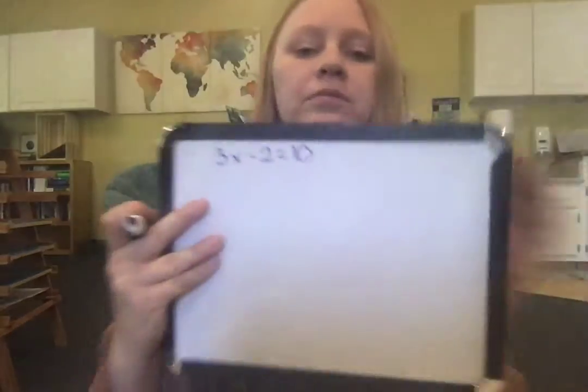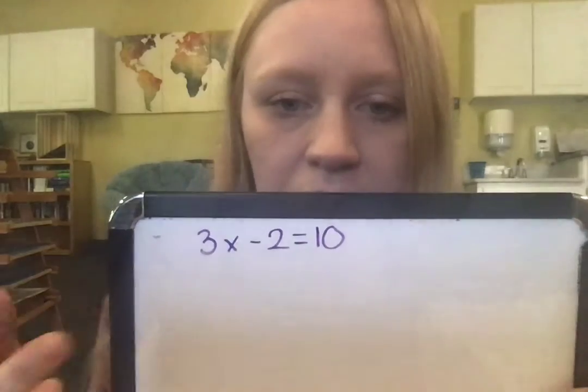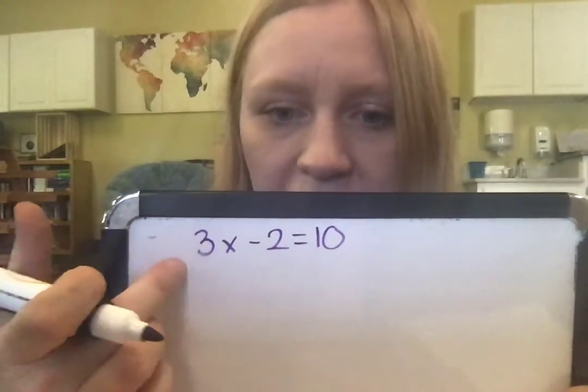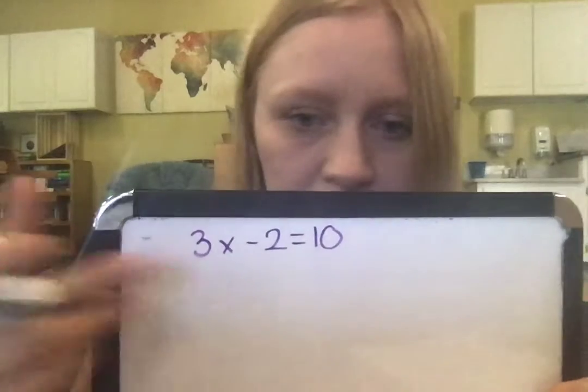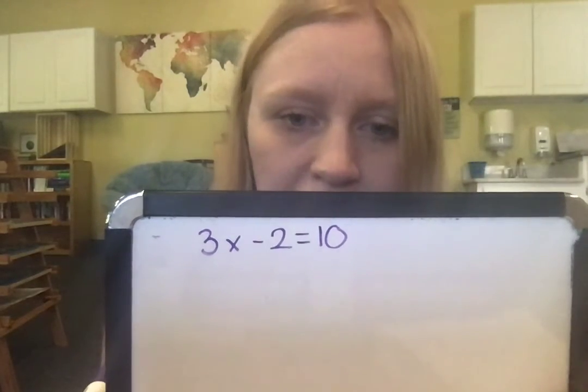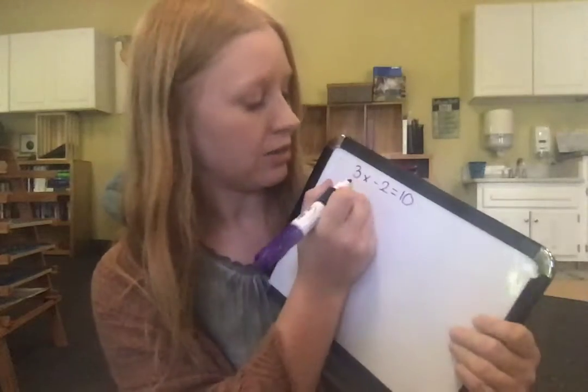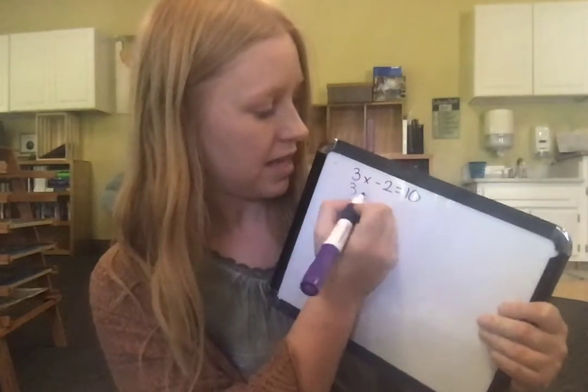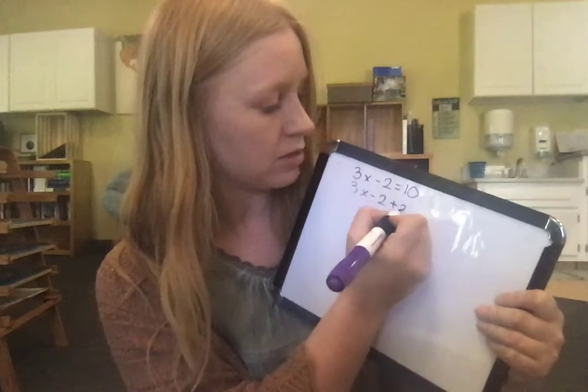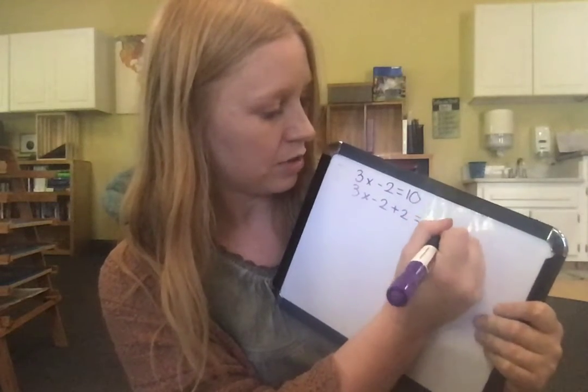Let's look at number 1. Can we look at that together? 3x minus 2 equals 10. Okay, so the first thing we want to do is deal with this 2. We don't want to deal with this 3 because it's kind of stuck with this x until we can divide. Okay, so the opposite of subtracting by 2 is adding 2. So we're going to add 2 to each side. 3x minus 2 plus 2 equals 10 plus 2.